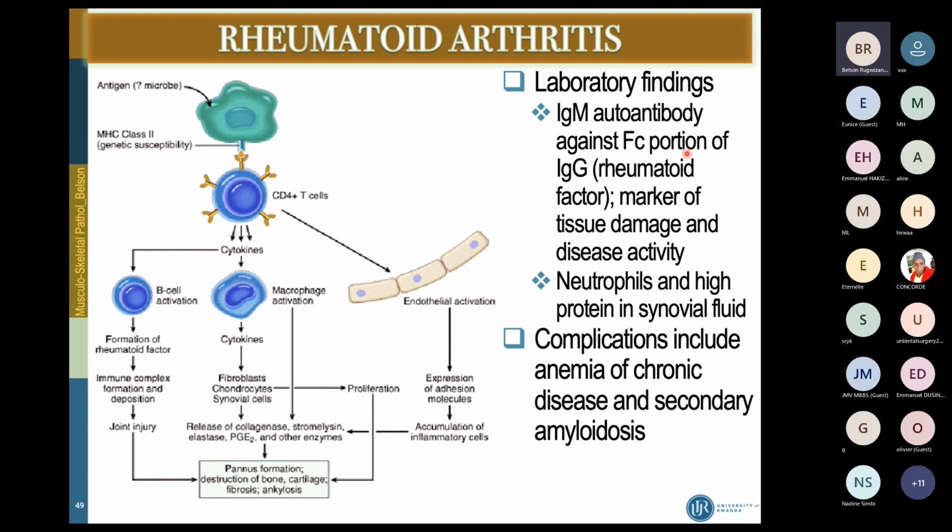So neutrophils and high protein will be seen in synovial fluid. When you do a puncture in the joint and get fluid, you look at what is in it: neutrophils, a lot of protein and so on, so it is an exudate, as we saw in inflammation. Complications will include anemia of chronic disease and secondary amyloidosis because of the chronic inflammation.